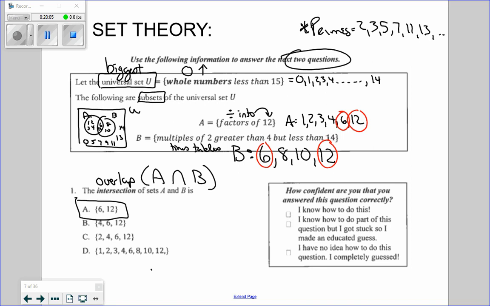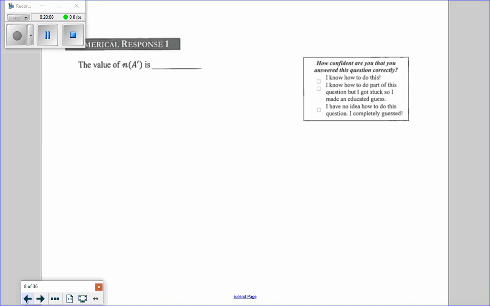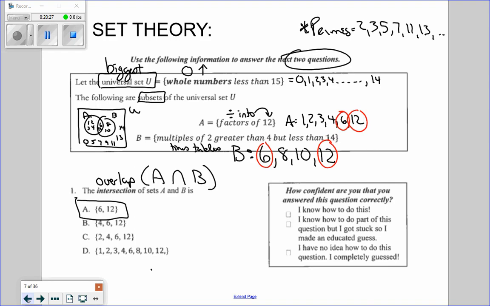Okay, so if I look at the next question here, it says, what is the value of n(A')? So what does the n stand for? Number. What does A' mean? So the number of things that are not in A. If I go back to that little Venn diagram, how many things are not in A? So here's A's circle, so I can't include anything in here. That's 1, 2, 3, 4, 5, 6, 7, 8, 9 things. So there are 9 numbers that are not inside circle A.